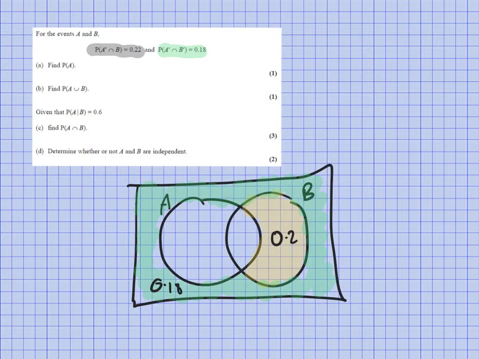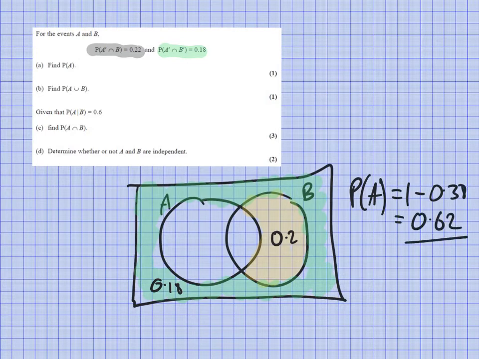The remaining part is A. So the first question says find the probability of A. That must be everything else that's left after we've excluded the things that are only in B and the things that are not in A or B. Now they come to 0.38. Doing subtraction, that tells us that the probability of A is equal to 1 minus 0.38, which is 0.62.